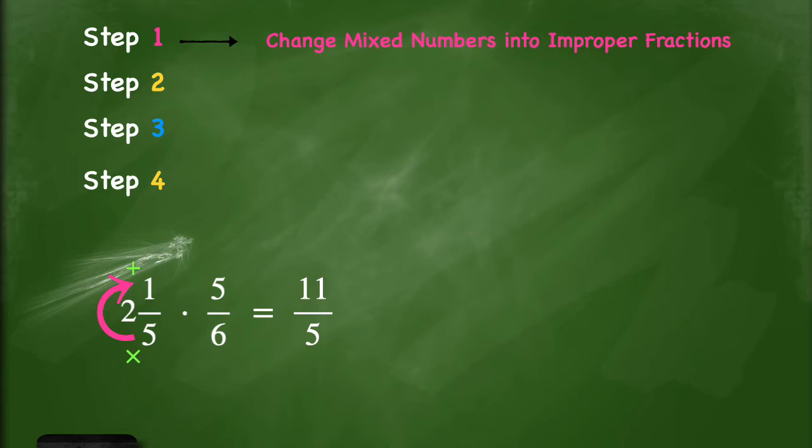And you notice that the numerator is greater than the denominator, so that's why it's called an improper fraction. My second value of 5/6 is already just a fraction, so I'm just going to leave that alone and bring that over. So now I have 11/5 times 5/6. Moving on to step 2.